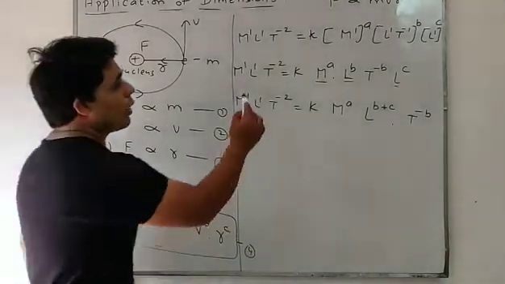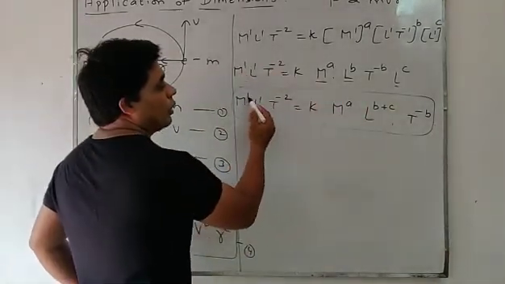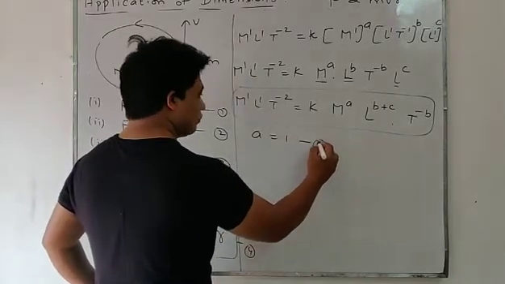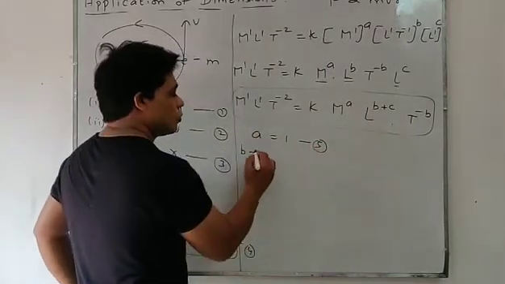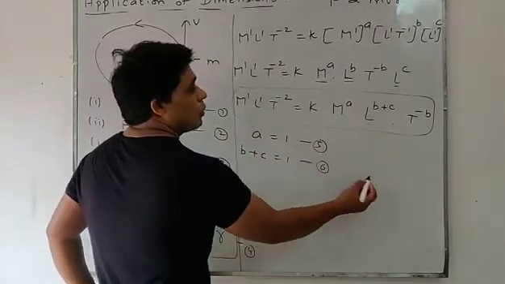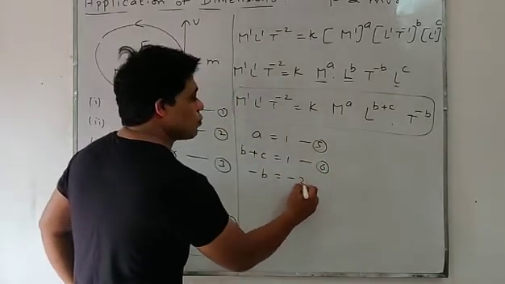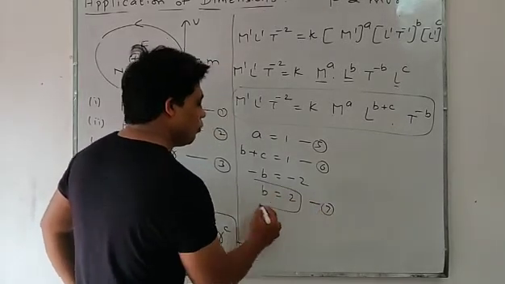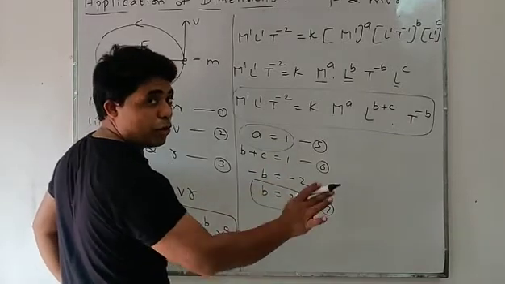Now students, compare both sides the power of MLT. M power 1, M power A. So A equals 1. Equation 5. L power 1, L power B plus C. So B plus C equals 1. Equation 6. T power minus B, T power minus 2. So minus B equals minus 2. Minus 2, minus cancels out. B we got as 2. We got A as 1. We got B as 2. Now we have to find only C.